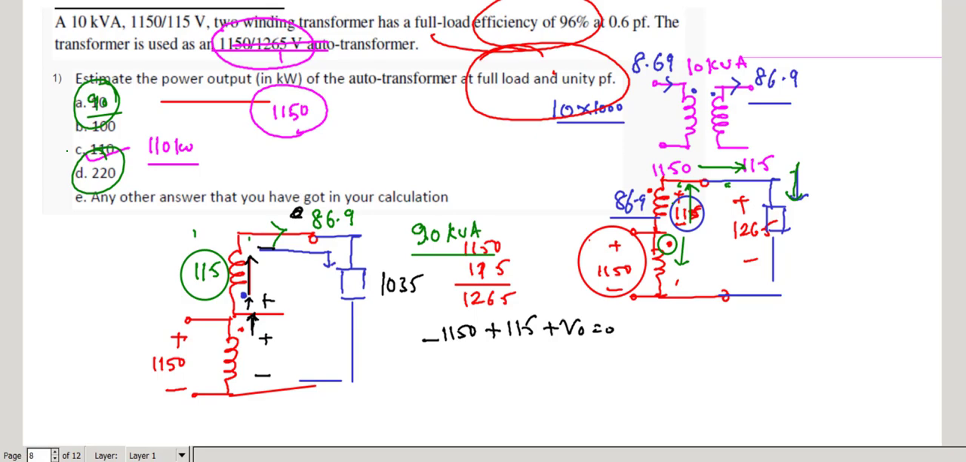If he does not mention anything, I connect the auto transformer. He does not mention what is primary voltage and secondary voltage. Then you get 4 options, 4 kVA.